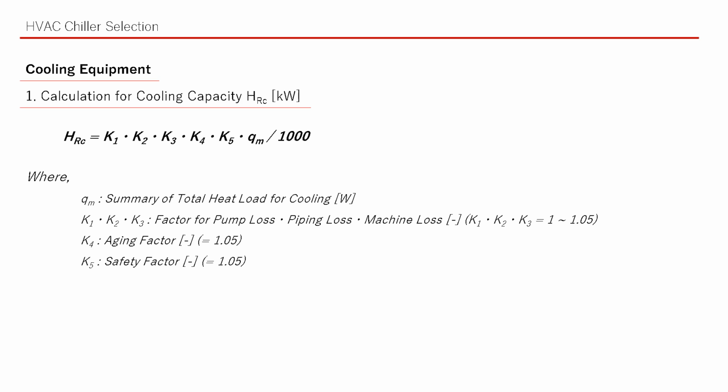QM is the summary of total heat load for cooling. K1, K2, K3 are factors for pump loss, piping loss and machine loss. They are to be 1 to 1.05. K4 is the aging factor, 1.05. K5 is the safety factor, 1.05.